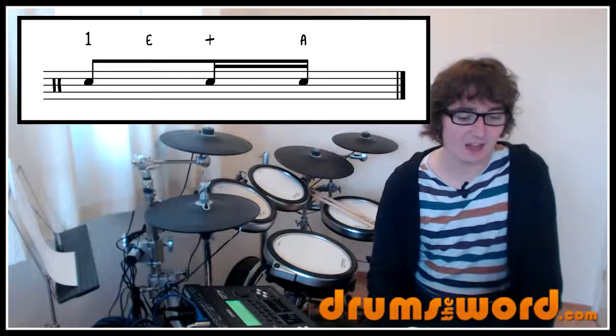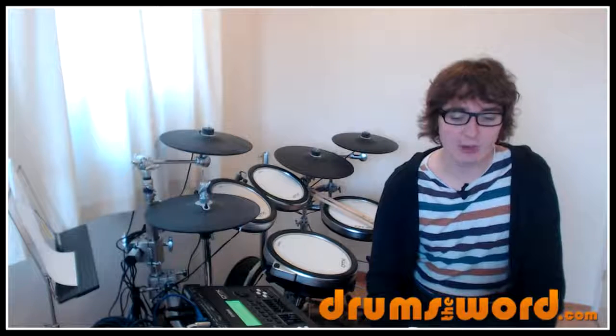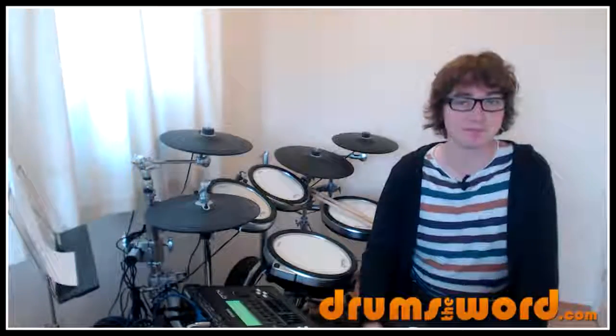Notice that I still counted the E in that last example, even though nothing was actually played on it. You don't have to count all of the 16th notes out loud, but I find that by doing so helps you to leave the correct amount of space between the notes.